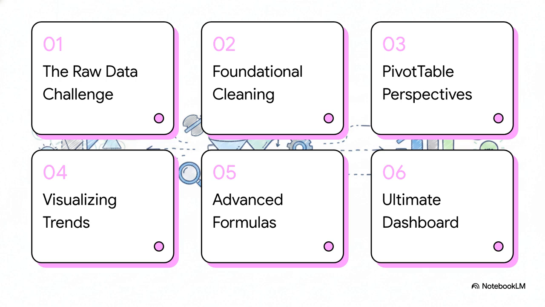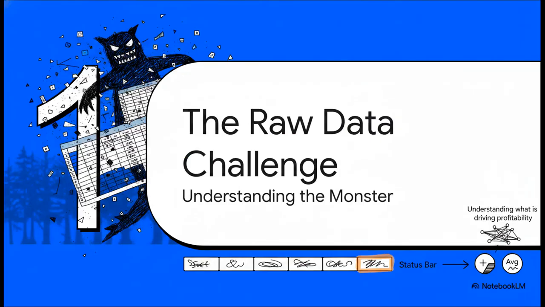Today, we're leveling up your skills with this exact roadmap. We'll start with the raw data challenge, move on to level 1, foundational cleaning, hit level 2, pivot table perspectives, visualize trends in level 3, apply advanced formula logic in level 4, and finish up with the ultimate boss fight, level 5, the ultimate dashboard. Let's jump right in. Section 1, the raw data challenge, understanding the monster.